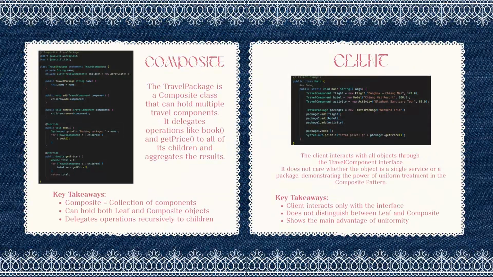And next, the composite class. The composite class, called travel package, unlike the leaf, can store a list of children. It provides methods to add or remove services, and when the client calls book, it delegates the operation to all of the children. The price is calculated by summing up the prices of all children, which demonstrates the recursive nature of the composite pattern.